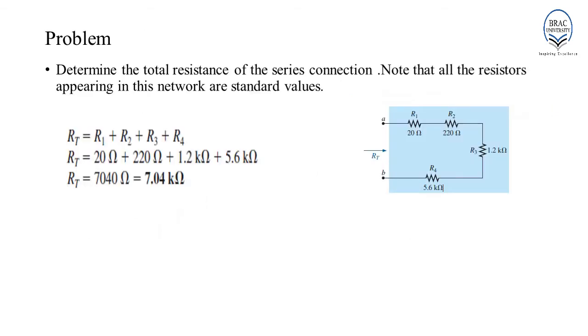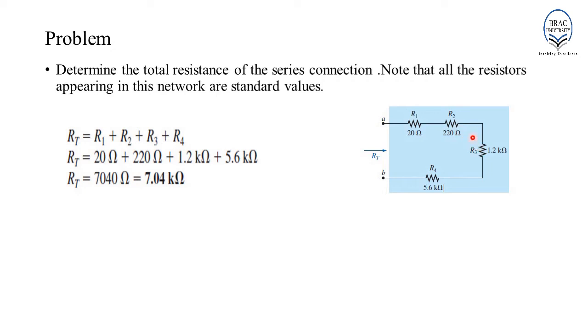Example: determine the total resistance of the series connection. Note that all the resistors appearing in this network are standard values. So, let us consider this circuit diagram. Over here, R1 and R2 have one common connection, so R1 and R2 are in series.